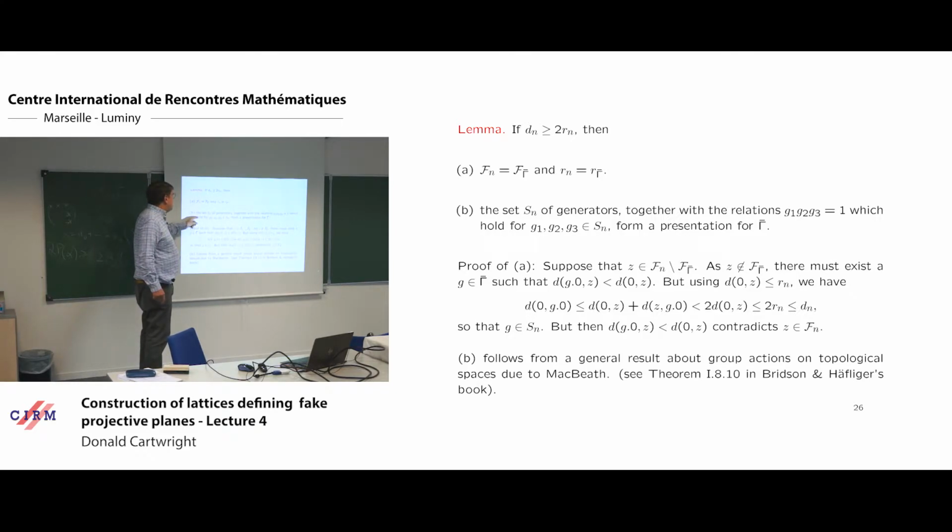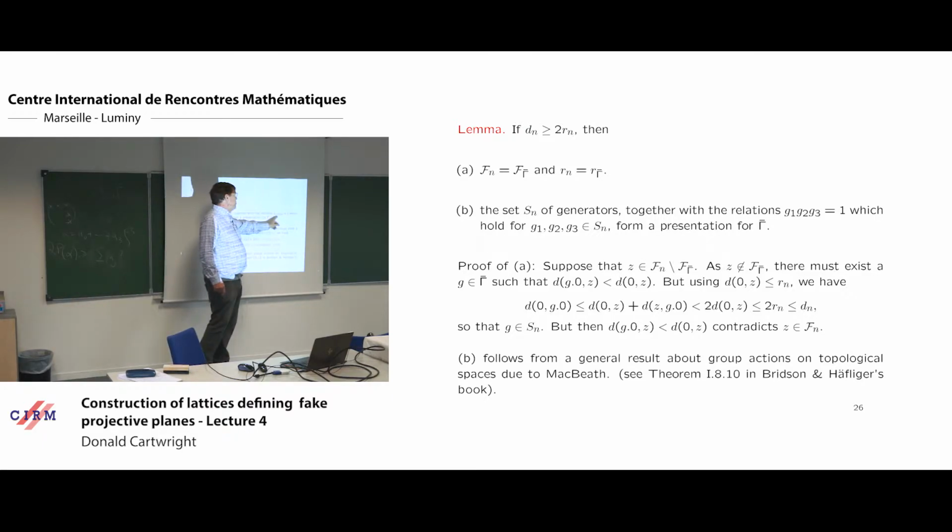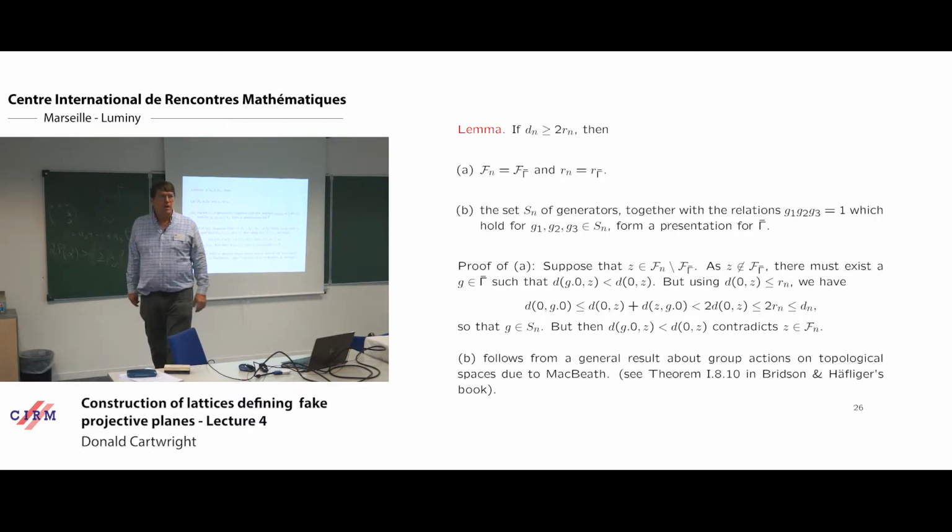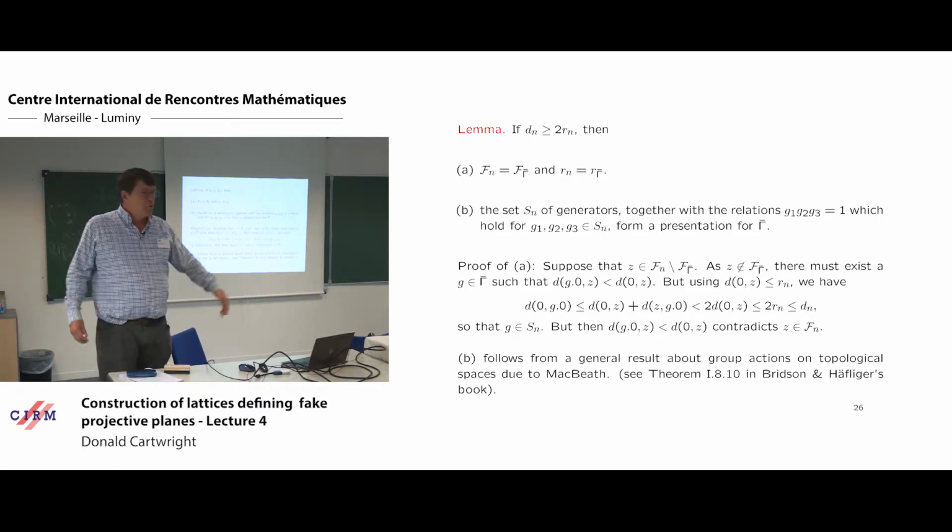You get a presentation for the whole group gamma by looking at the relations G1, G2, G3 equals 1, where G1, G2, and G3 are in Sn. So this is the theorem of Macbeth.